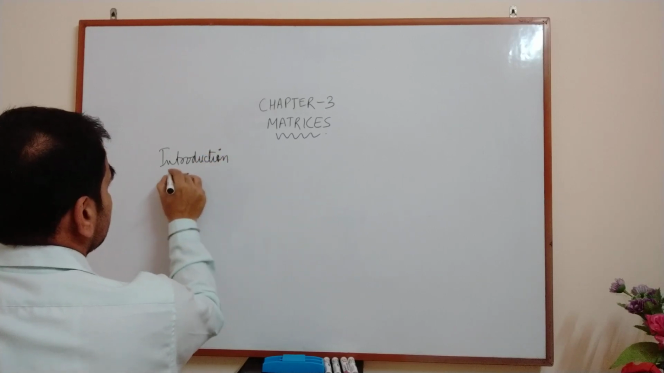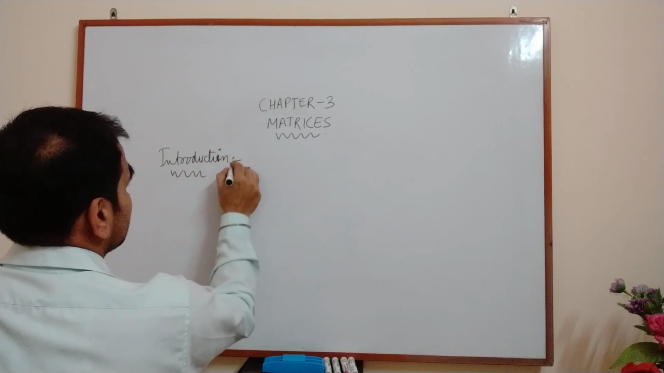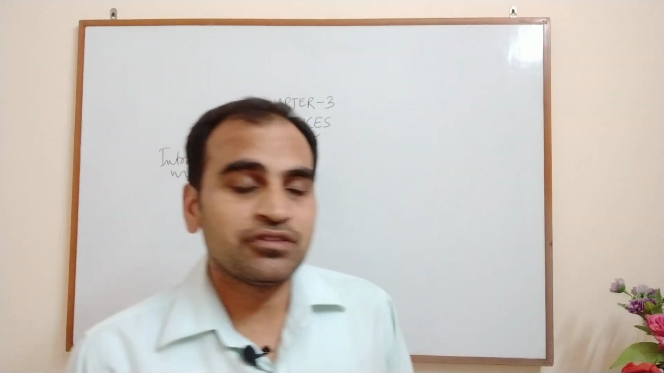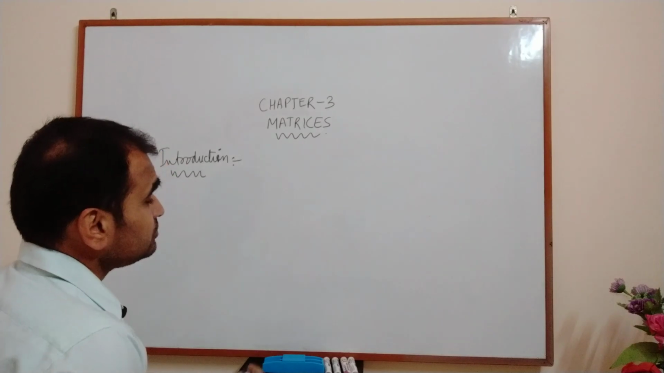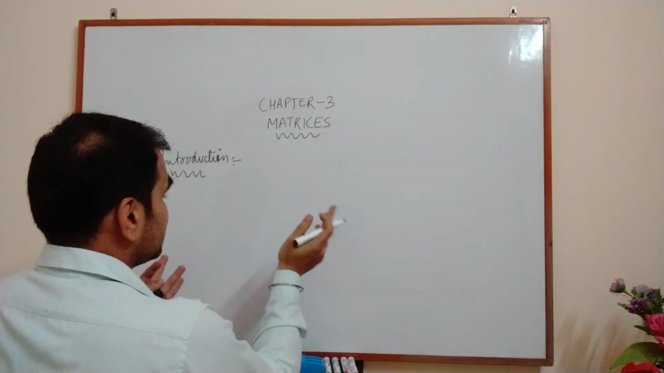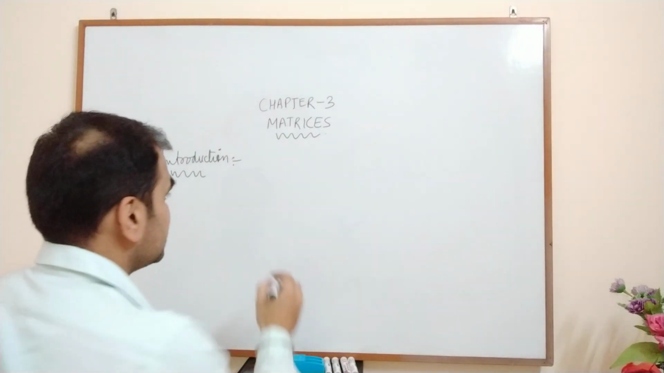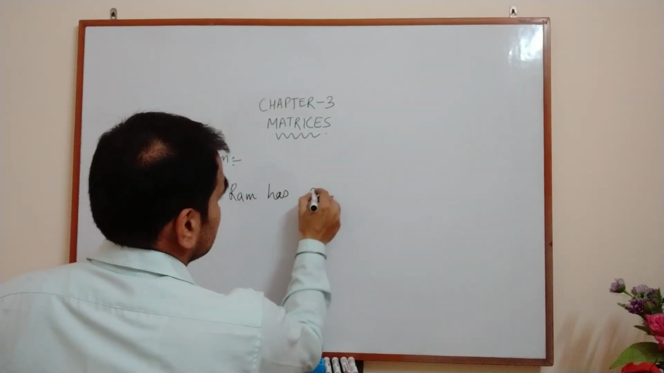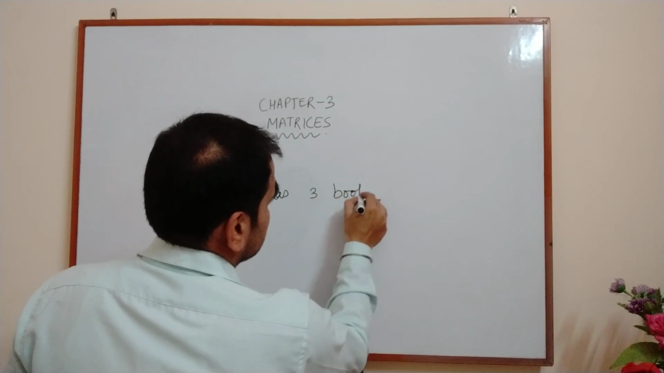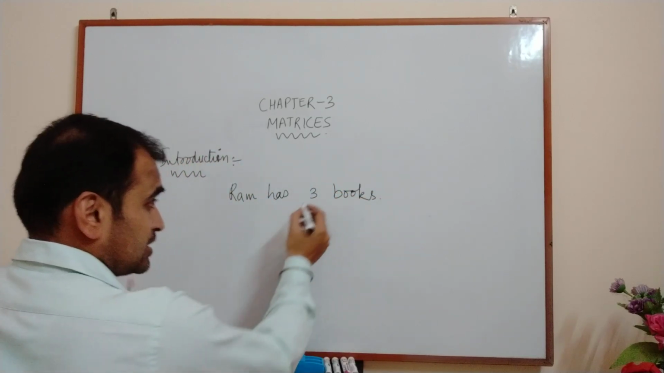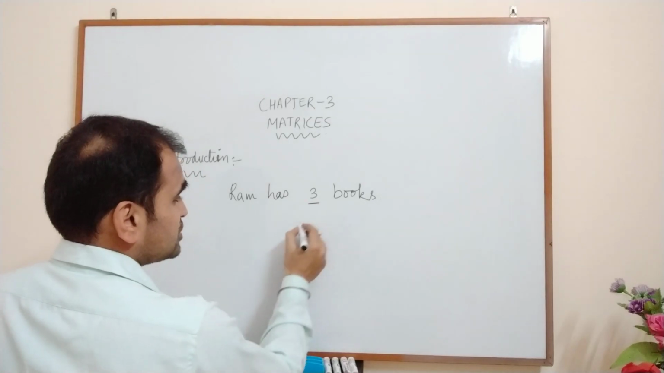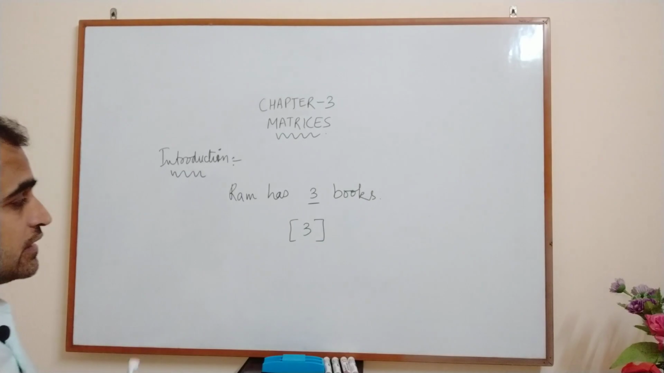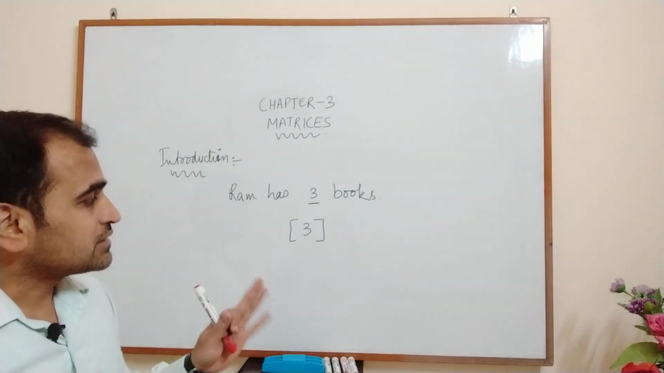or the definition of the matrix. See, matrix is basically nothing but just piece of information. It stores a piece of information. For example, suppose we are having a detail, like Ram has 3 books. Okay, so this information that Ram has 3 books can be stored in the form of these square brackets. Okay, so this square bracket is nothing but a matrix.